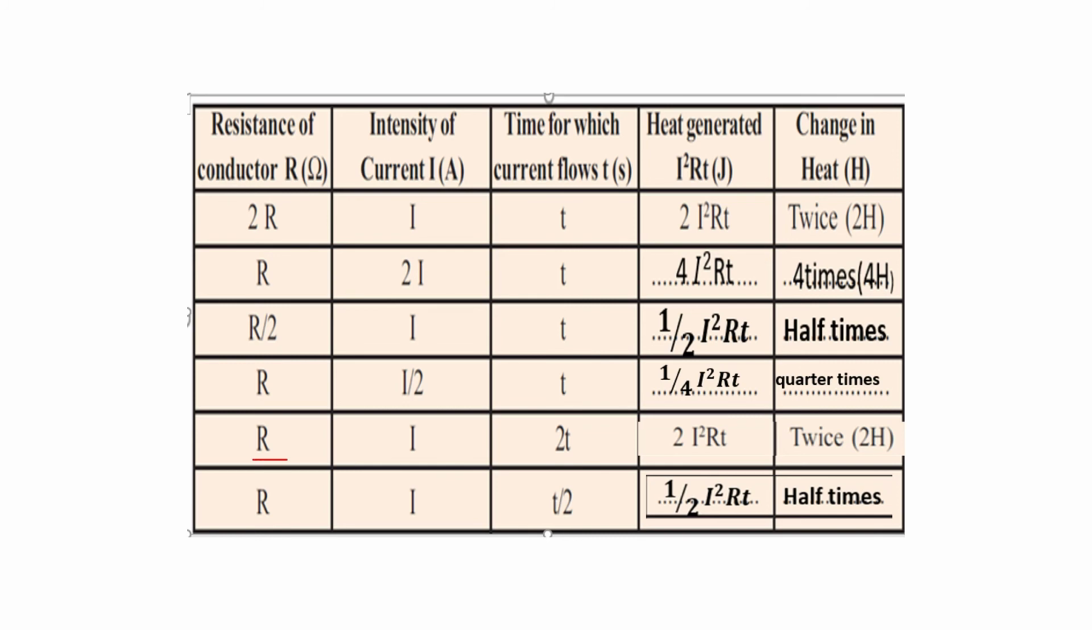Then, if the resistance of the conductor does not change, R, the intensity of the current is I again, and the time for which current flows is 2T, then the heat generated will be 2 I squared RT, and the change in heat will be twice. If the resistance is the same R, the intensity of the current is I, and the time for which current flows is half, T by 2, then the heat generated will be half of I squared RT, and the change in heat will be half times.